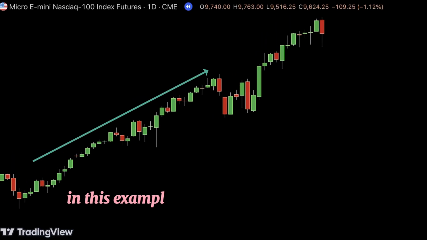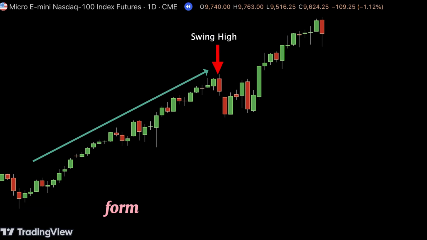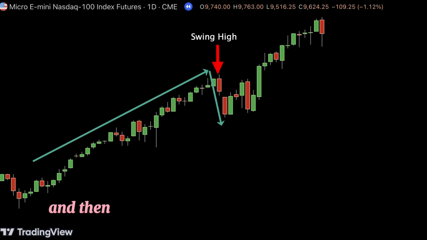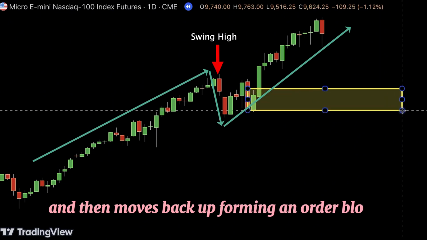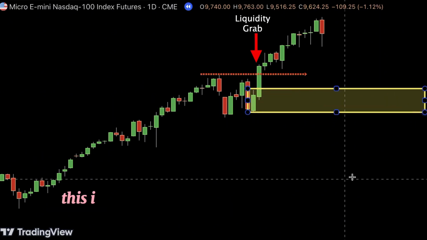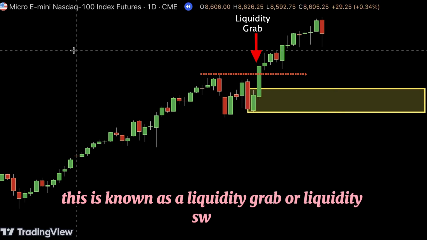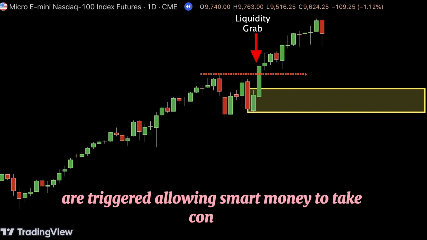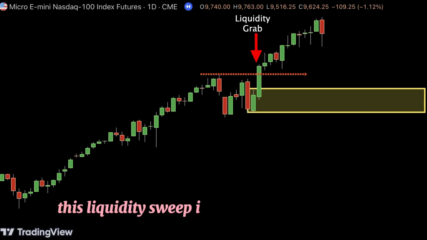In this example, the market initially moves upward, forming a swing high. After that, the price makes a small retracement and then moves back up, forming an order block and taking out the liquidity above the previous swing high. This is known as a liquidity grab or liquidity sweep, where stop-loss orders placed by retail traders above the swing high are triggered, allowing smart money to take control. This liquidity sweep is the first indication that the market might be ready to reverse from the upward momentum.